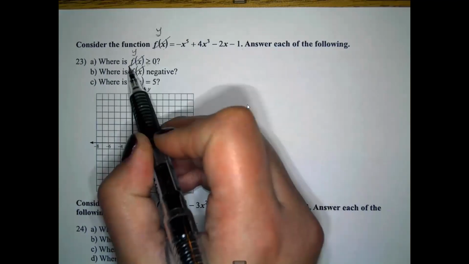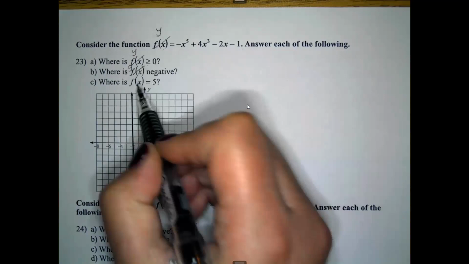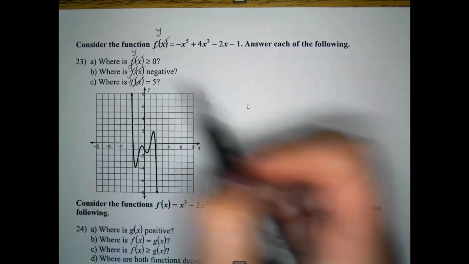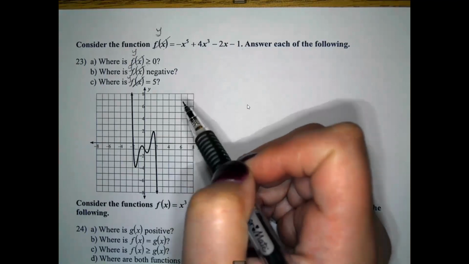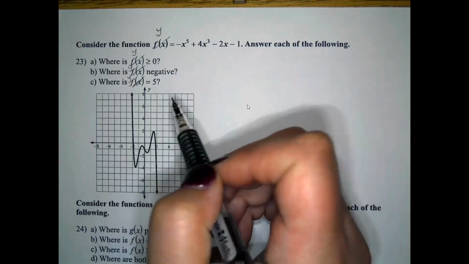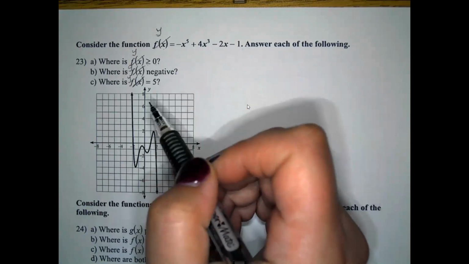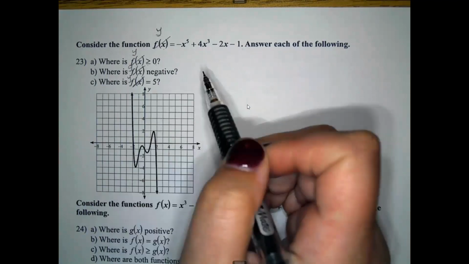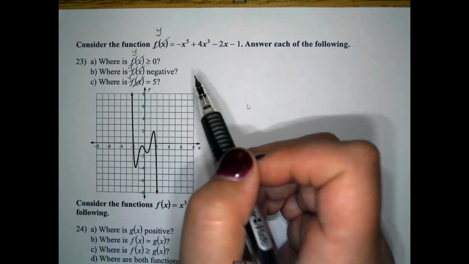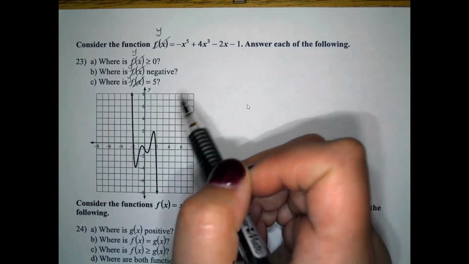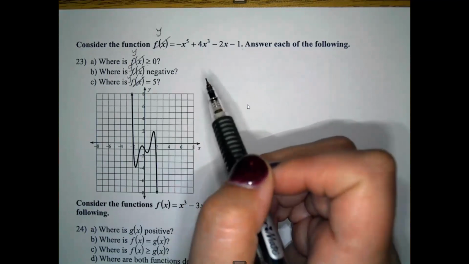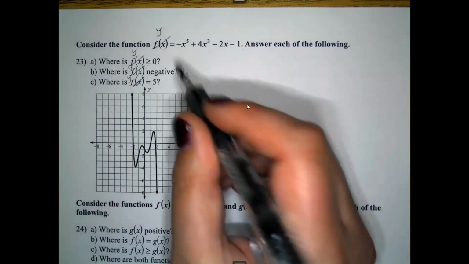Where is y negative? Where is y equal to 5? All these questions are just asking about the y coordinates. Does that make sense? Where is y doing something? If you're answering a question about where y is doing something, the answer is going to be an x value.